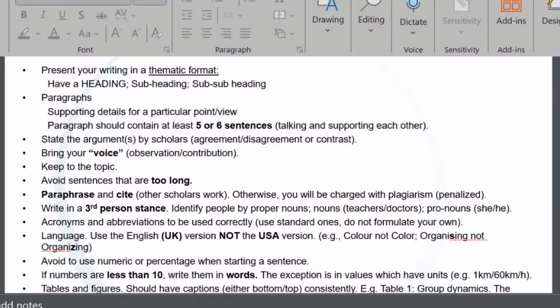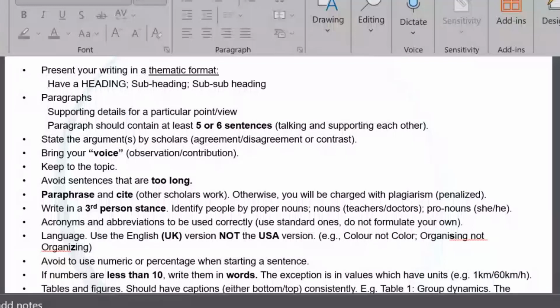Acronyms and abbreviations, colleagues, please make sure that you use them correctly. Make sure that some of the acronyms and abbreviations are standard abbreviations. Use them. Don't create your own. You know, sometimes you come up with acronyms or abbreviations which are not standard. So in that case, if you want to create your own, describe it. There's nothing wrong with that, okay?